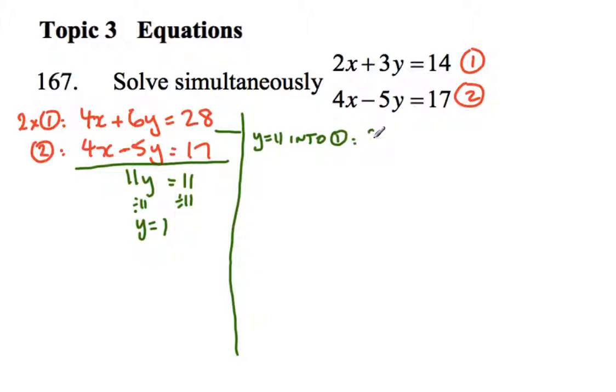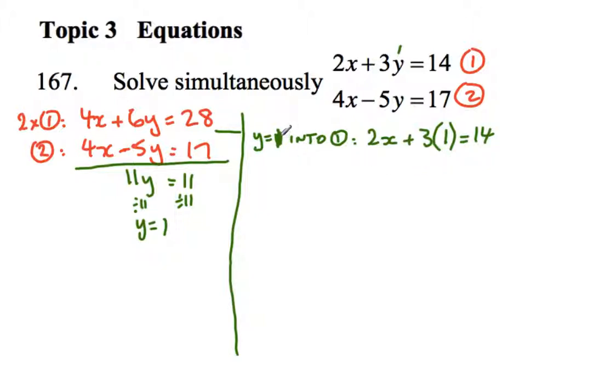So we have 2x plus 3 lots of y, so we're going to substitute that in as y equals 1. Sorry, that should be y equals 1 there. That was our final answer there, y equals 1. We'll substitute that in wherever there's a y here, so we're putting that value of y into there, and then we'll just have numbers and an x, so we can solve for that.